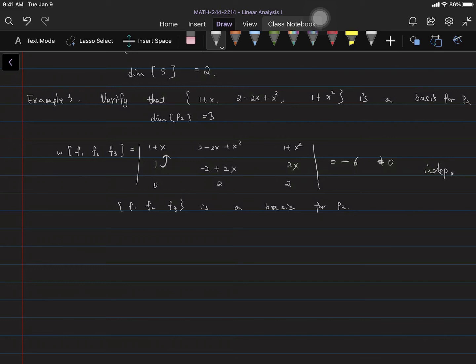Let's see. We can try this exercise. Yes. 1, 2, 1. A basis for R3.